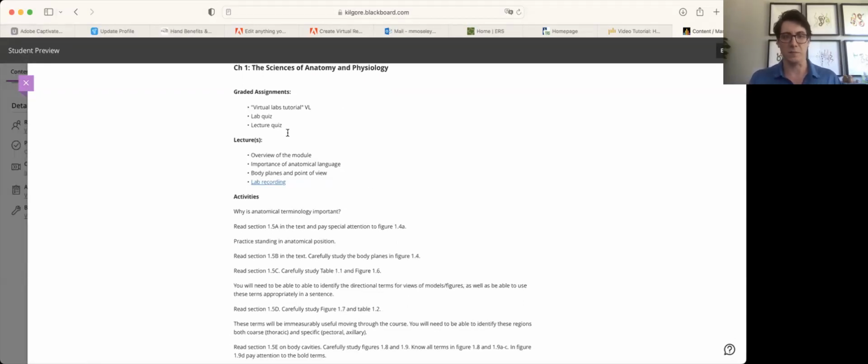Now, the way these outlines are going to work is these outlines are going to show you first what the graded assignments for each particular chapter are going to be. So you can see here that we have a graded assignment for completing the virtual lab tutorial. Then we also have a lab quiz and a lecture quiz that must be completed.